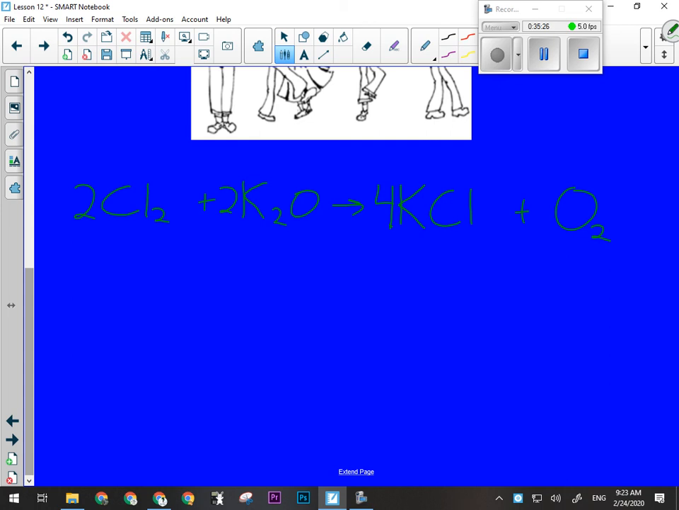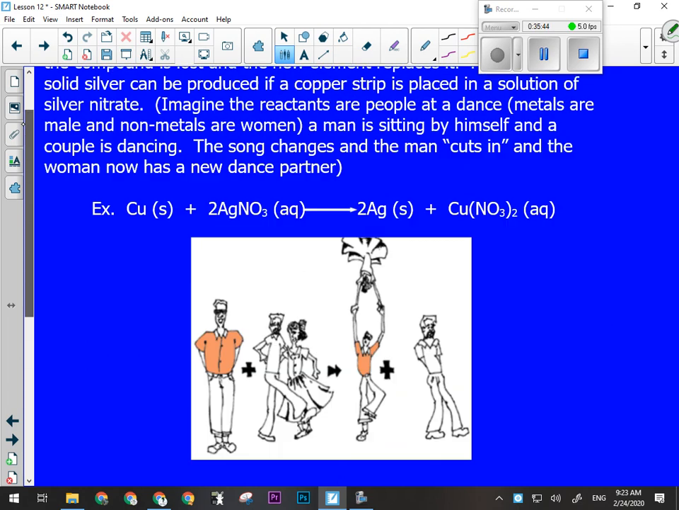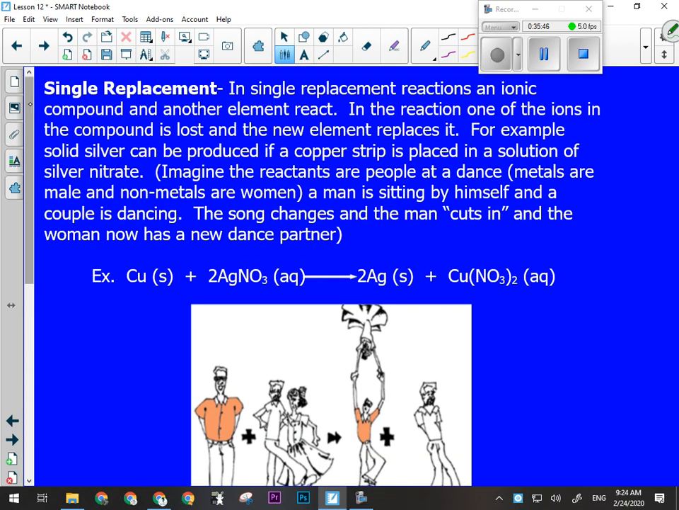Pick one, start with it. Just keep going back and forth until you've got the whole thing balanced. Sometimes you'll run into the problem I ran into, which of course I did on purpose. You'll run into a problem where you're like, oh, that didn't work. Erase it, try it again with something else. All right. So that's single replacement. Remember, in a single replacement, only one thing gets replaced.